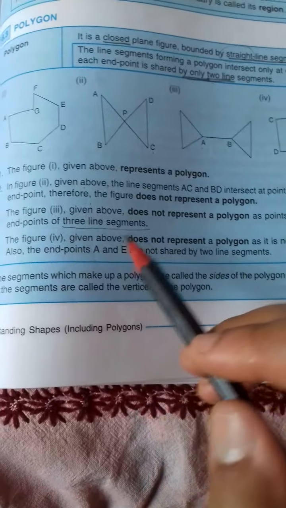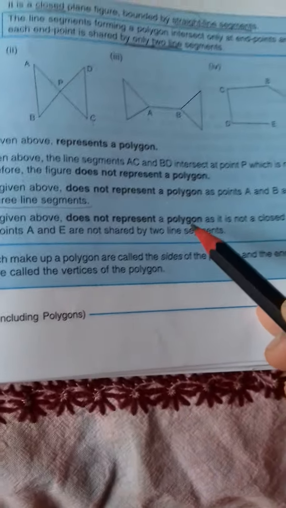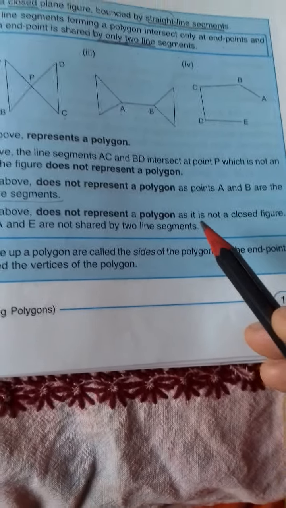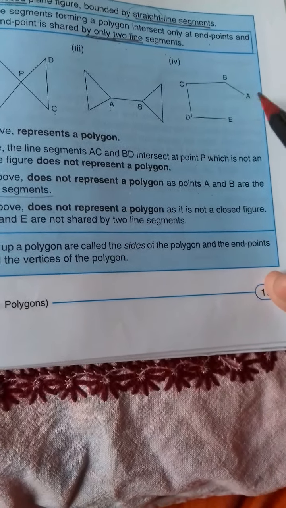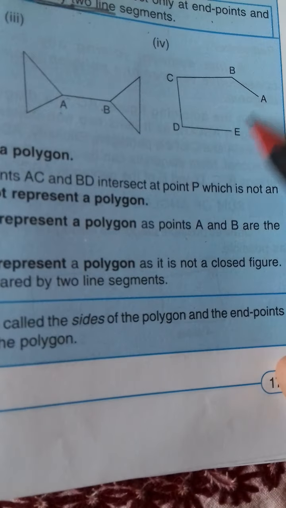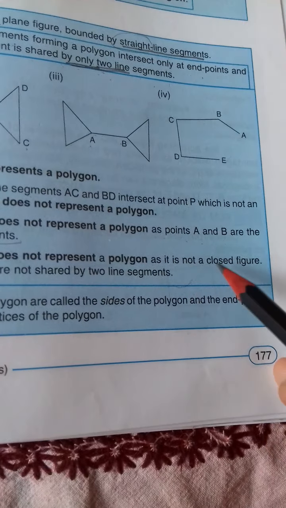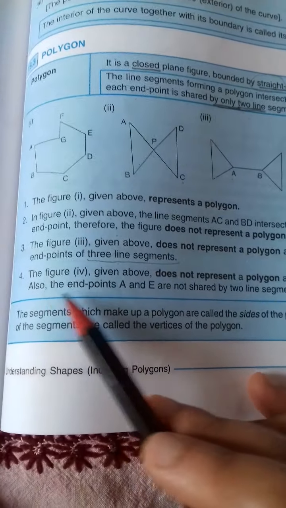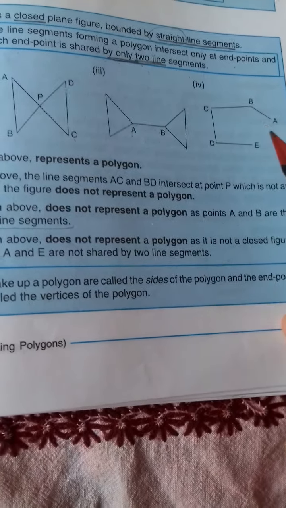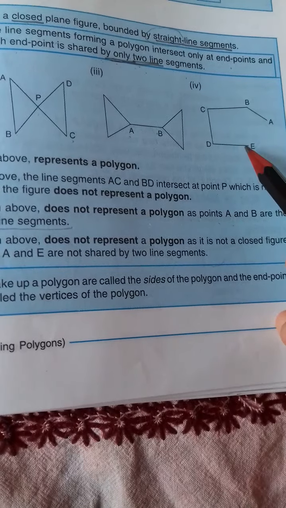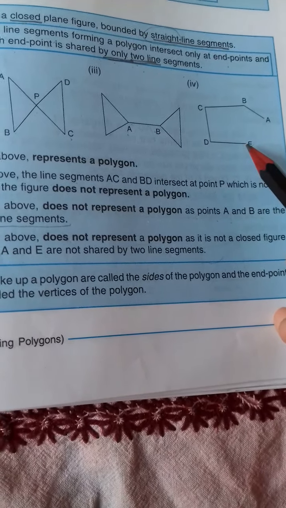The figure 4 given above does not represent a polygon. This is also not a polygon because it is not a closed figure. It is open from this side. Can you see, children? It is open, so it is not a closed figure. Also the end points A and E are not shared by two line segments.